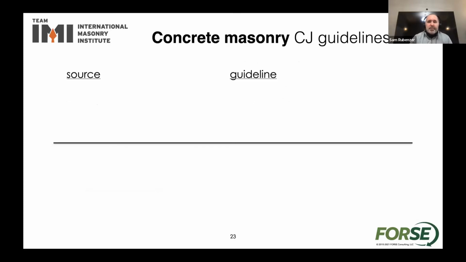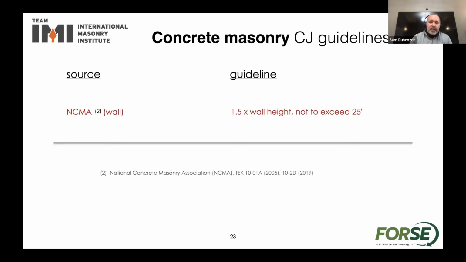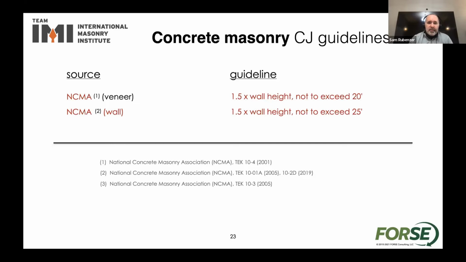Okay, so let's get into this a little bit more. Some of the guides that we're looking at here, when we look at control joints typically placed within a wall, we have this NCMA tech guide that talks about 1.5 times wall height not to exceed 25 feet, which is similar to NCMA for a veneer, when we have 1.5 times wall height not to exceed 20 feet, kind of a similar recommendation there.